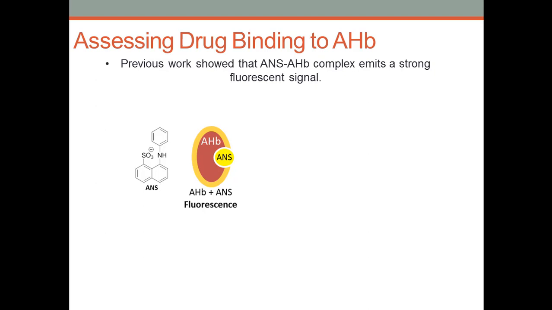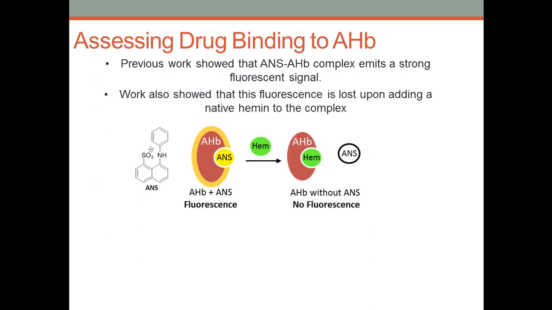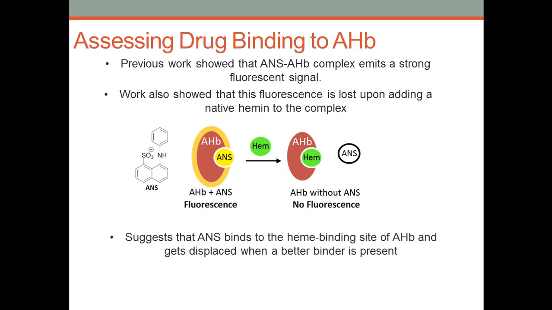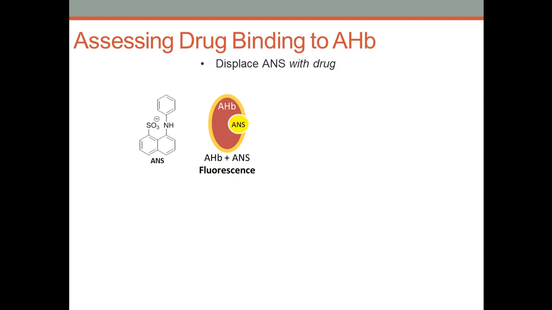We're going to take advantage of some previous work by Stryer, who showed that when this small fluorescent molecule, ANS, is introduced to the apohemoglobin protein, it forms a complex that is really strongly fluorescent. However, if you just make a solution of that native heme group and introduce it to this complex, that fluorescence is lost. So this implies then that ANS binds to that active site of apohemoglobin, but that it can get kicked out, as in that binding is reversible, and when it gets kicked out by a better binder, then we can see the loss of fluorescence.